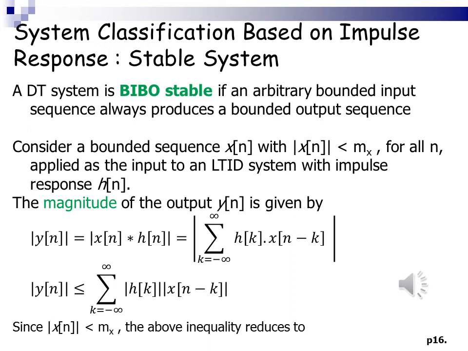Now in this case we say that x of n should always be less than m suffix x. If I consider that every time I am applying the maximum value of input, that is m suffix x, what will the result be? Let's understand that in the next slide. Please remember how I changed this mod and sum. That statement is important: the magnitude of sum is always less than or equal to the sum of magnitudes. So let's continue the proof in the next slide.